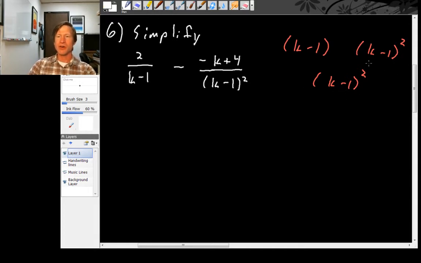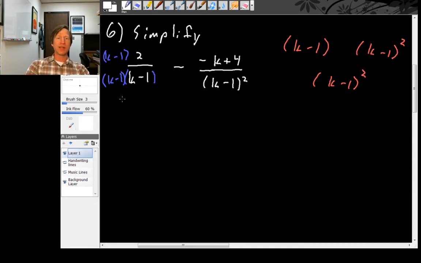Okay, so now that we know what least common denominator we're aiming for, k minus 1 squared, we need to get both fractions to have that denominator. The rational expression on the right already has that denominator, so we'll leave that one alone. But the rational expression on the left doesn't have that denominator yet, so we need to make that denominator appear. And to do that, we can multiply the numerator and denominator here by k minus 1, like this. Right? You can multiply the numerator and denominator of any fraction by anything, as long as it's the same thing.